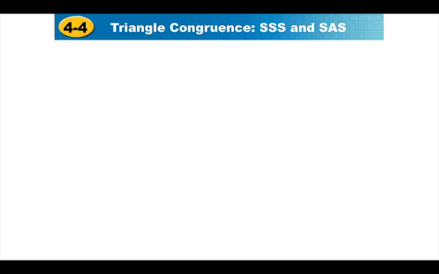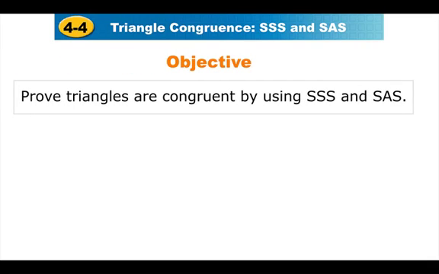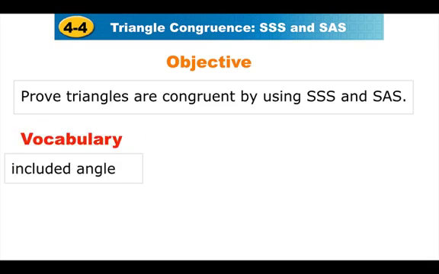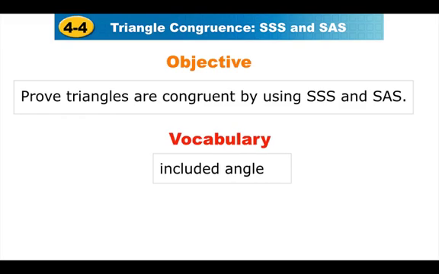Here's section 4.4, triangle congruence, SSS and SAS. So here's the objective: prove triangles are congruent by using SSS, which stands for side, side, side, and SAS, which stands for side, angle, side. These are going to be two shortcuts that we can use to prove that two triangles are congruent. And this is the vocabulary: included angle.